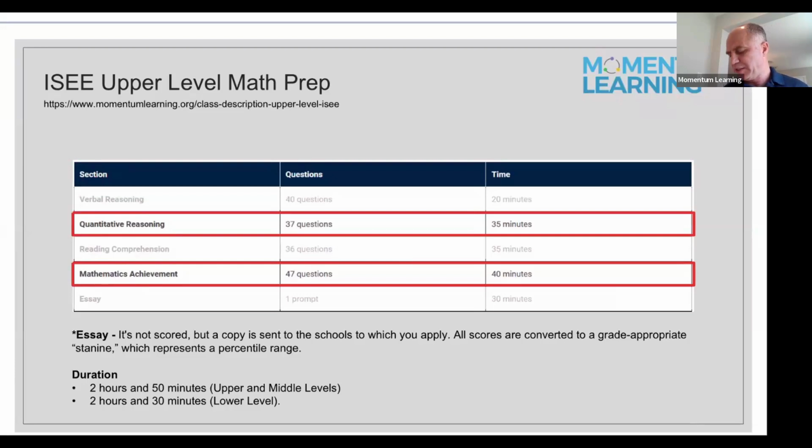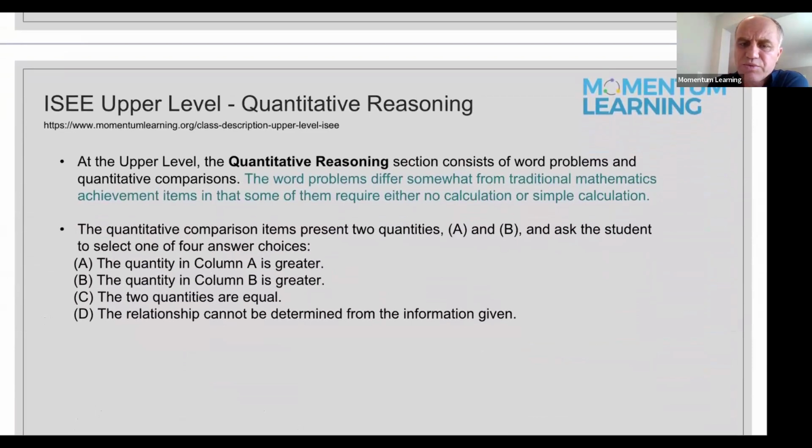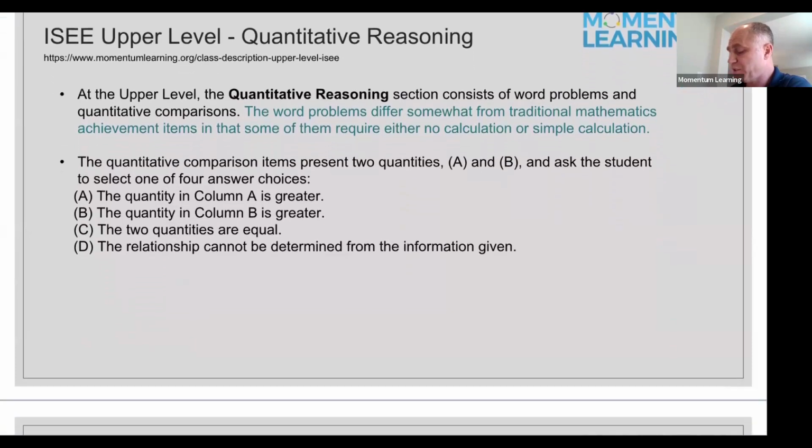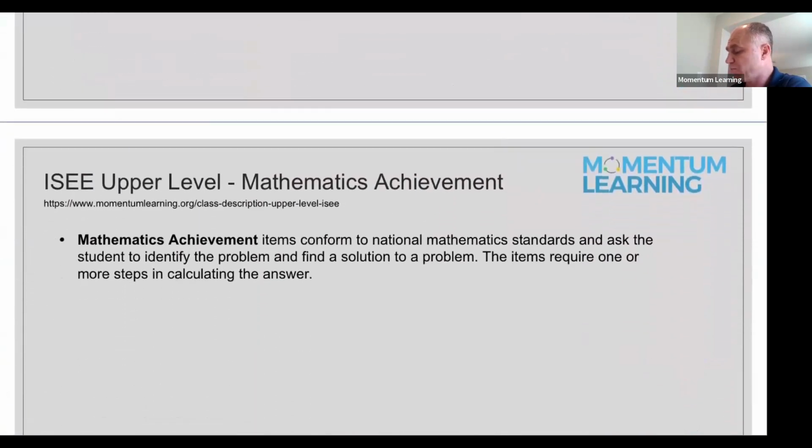You see the upper level has 2 hours 50 minutes total duration, and the lower level is 2.5 hours. Quantitative reasoning includes word problems and quantitative comparisons. For word problems, some require no calculation or only simple calculation. Quantitative comparisons involve choosing between options like A, B, C, D to compare two quantities. A question might say A is greater, or B is greater, or C says they are the same, or D says there is no relation between these two quantities. We will solve questions that way.